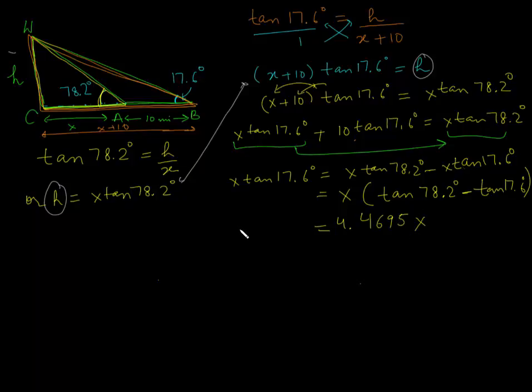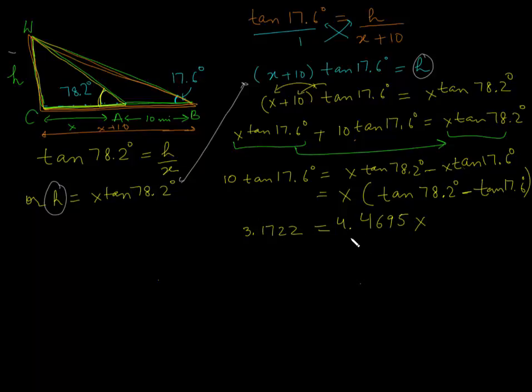Okay, so maybe something is wrong here. Oh, it should not be x tan 17.6 now. It should be 10 tan 17.6. Excuse me. Now put that in the calculator and find the value of 10 tan 17.6, which comes out to be 3.1722. I'm just rounding it up.